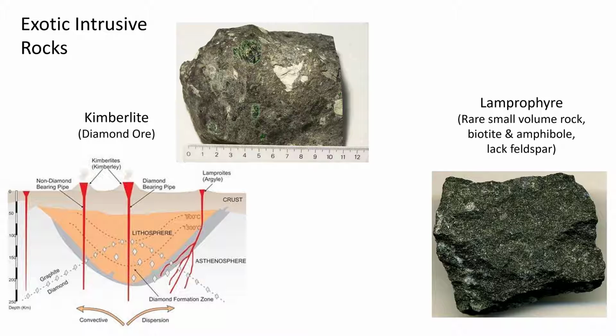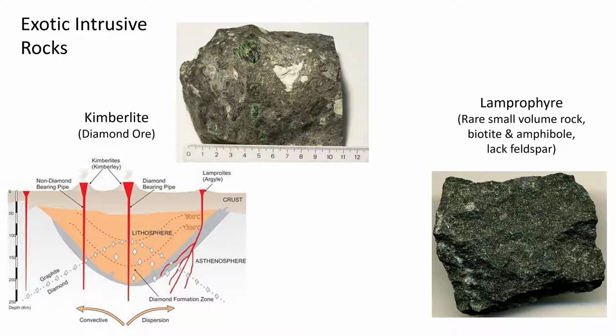Here are some examples of more exotic intrusive rocks that you may come across in your career. We have kimberlite, which is associated with diamond ore. These rocks originate from deep within the earth and intrude in a pipe-like structure into the crust. Depending on the temperature profile of where the rocks originated from in the mantle, they may or may not contain diamonds.